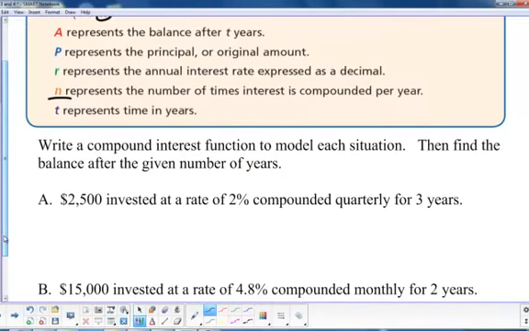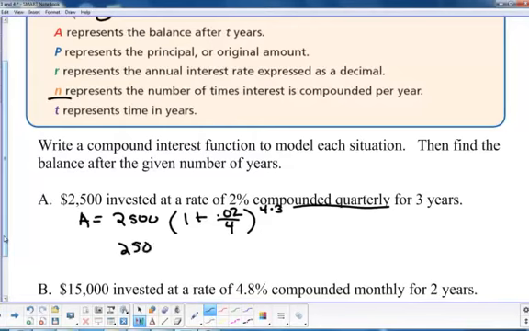So if we do our first problem, amount is $2,500 times 1 plus, and the 2% is 0.02 over 4 compounded quarterly. That means 4 times a year. And then it's compounded 4 times a year for 3 years. So if you put that in the calculator, you'd be putting in 1 plus 0.005 to the 12th.